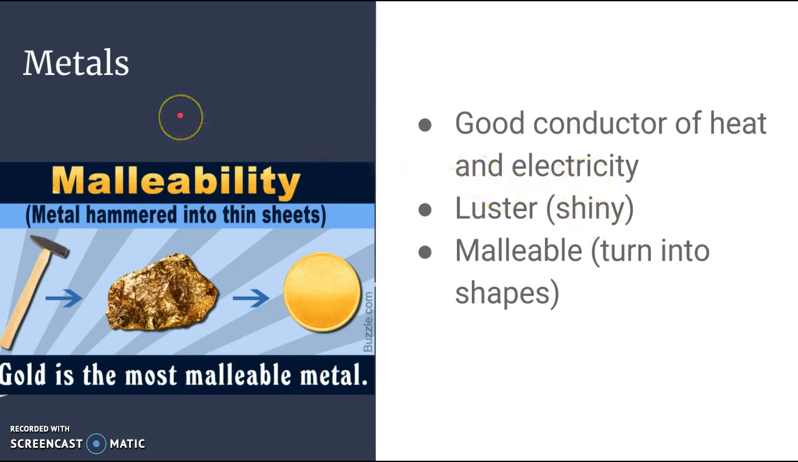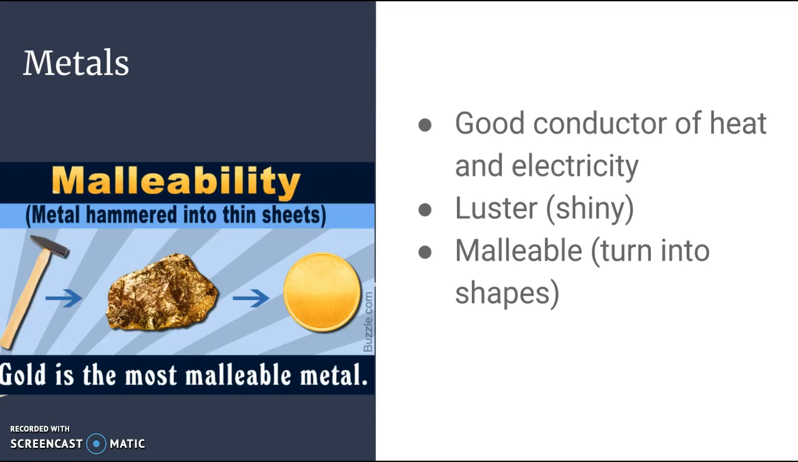Okay, so our periodic table is organized into metals, nonmetals, and metalloids. So you're going to need to know the properties of those. Our metals are good conductors of heat and electricity. So think about copper wires, aluminum. Gold is a good conductor. Obviously we wouldn't use that because it's very valuable. They all have luster, which basically means that they're shiny.